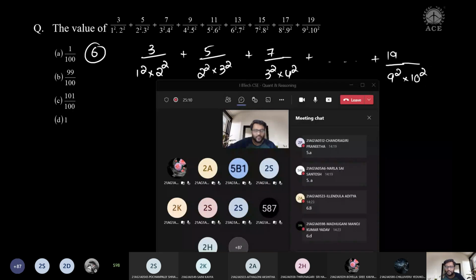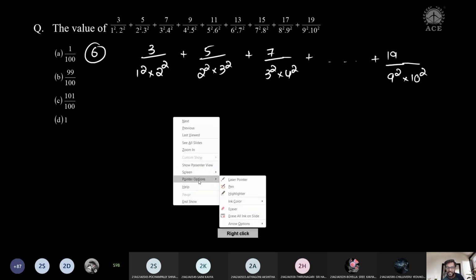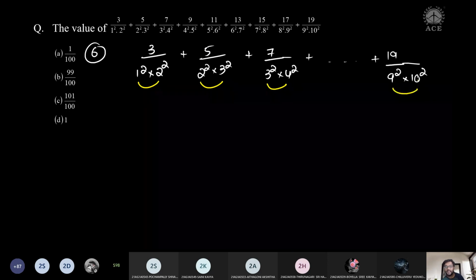Manoj. Okay, fine. See, guys, the logic here, if you just observe, the difference between the numbers is there in the numerator. Denominator, 1 and 4 difference is 3. 4 and 9 difference is 5. Here, 9 and 16 difference is 7. 81 and 100 difference is 19.